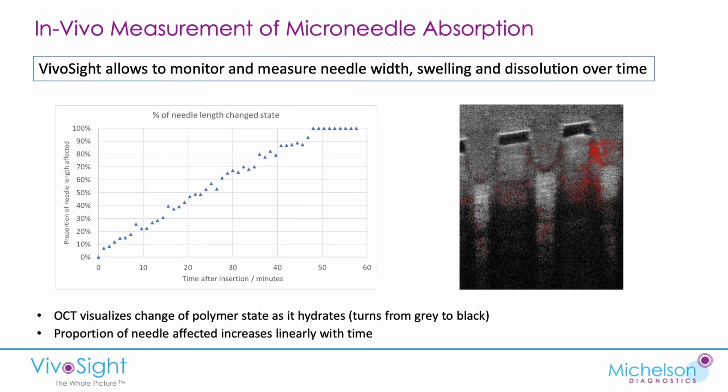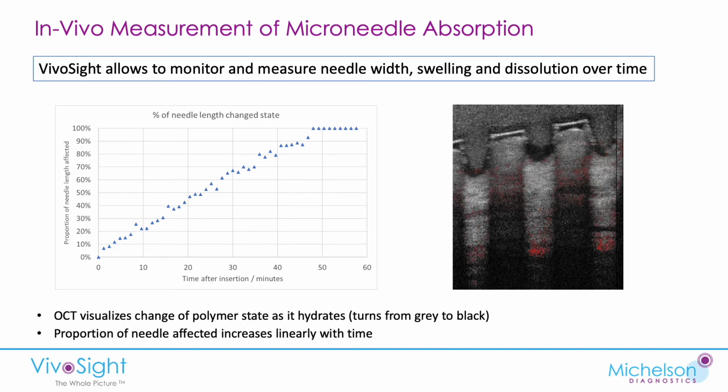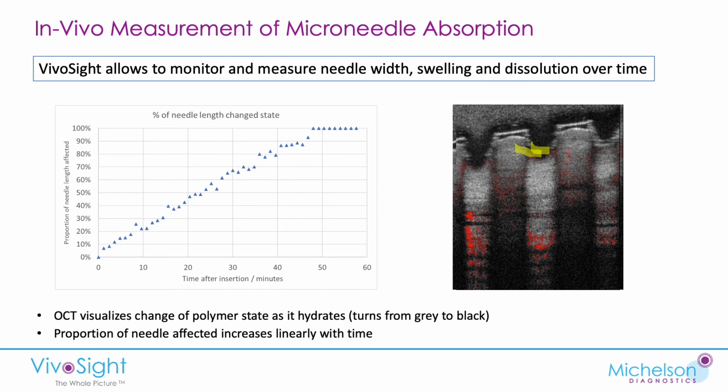And finally, this chart here shows the proportional percentage of the microneedle which is hydrated. So it starts off with 0, and then you can see here that the needle is starting to hydrate and turn to a material that appears black in the image. And after 60 minutes, it's fully hydrated, and the hydration is starting to penetrate into the substrate. And we can track that over a period of time by taking repeated scans. So this particular microneedle array took just over 45 minutes to completely hydrate in a linear fashion.